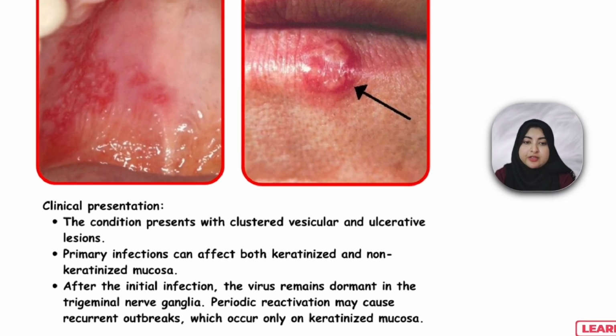Now remember, primary infection of herpes can affect both keratinized and non-keratinized mucosa. That means it will be found on both the keratinized surface like this and the non-keratinized surface found in the oral cavity. After the initial infection, the virus remains dormant in the trigeminal nerve ganglia, and periodic reactivation may cause recurrent breakouts which only occur on keratinized mucosa. So remember, if it is a primary infection, that is the first time infection, it can happen in both the keratinized and non-keratinized mucosa. But if it is a case of reactivation, the lesions will appear only on the keratinized mucosa.